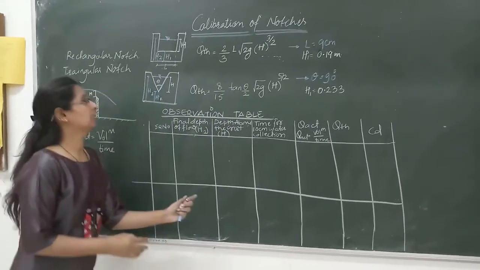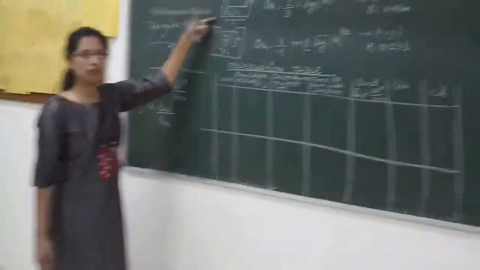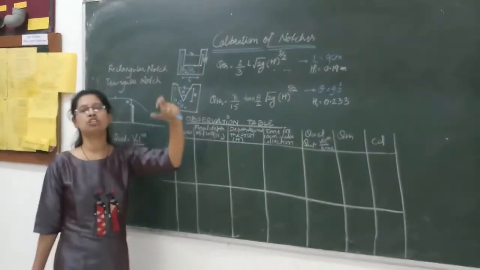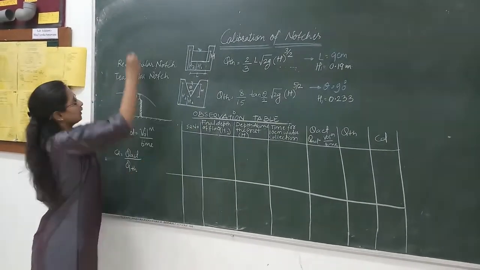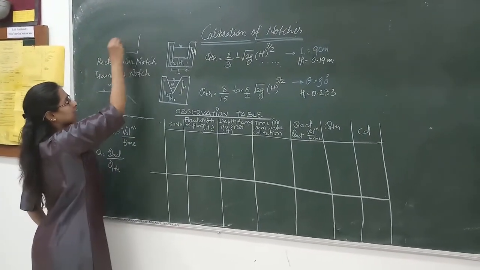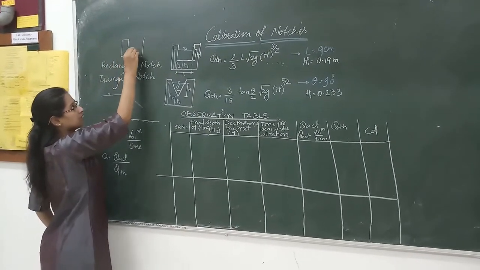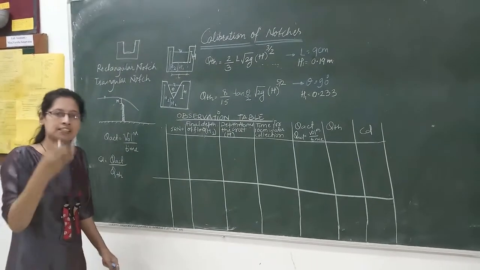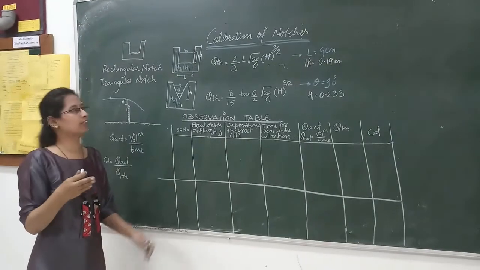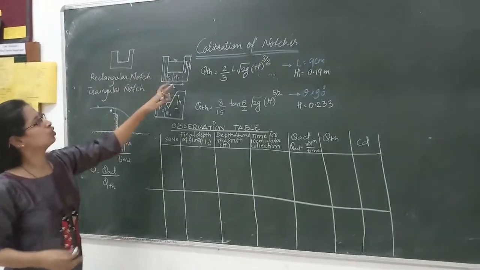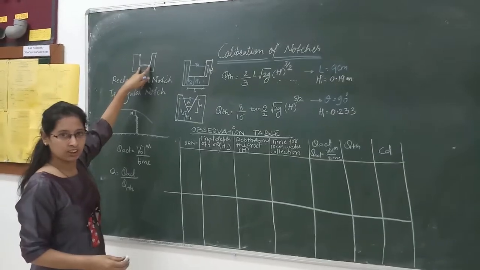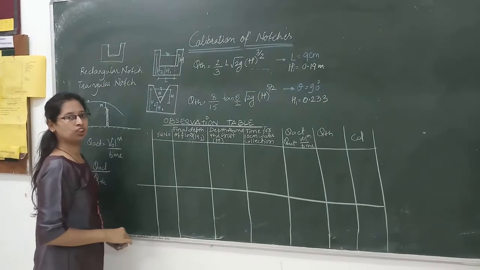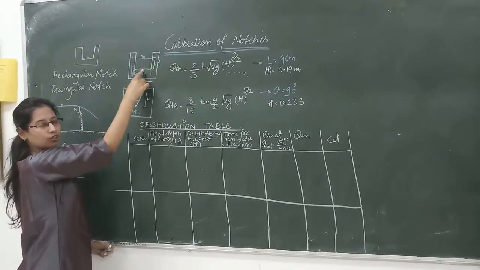Let us understand, this is a rectangular notch and a triangular notch. A notch is nothing but an opening which is provided. If we consider this as a channel, then in this channel a partition is provided, a device which is nothing but a notch in a rectangular shape. This is the length of the notch. We have the water level. When the water flows, the water is going to rise in this notch. This is called the crest level of the notch.